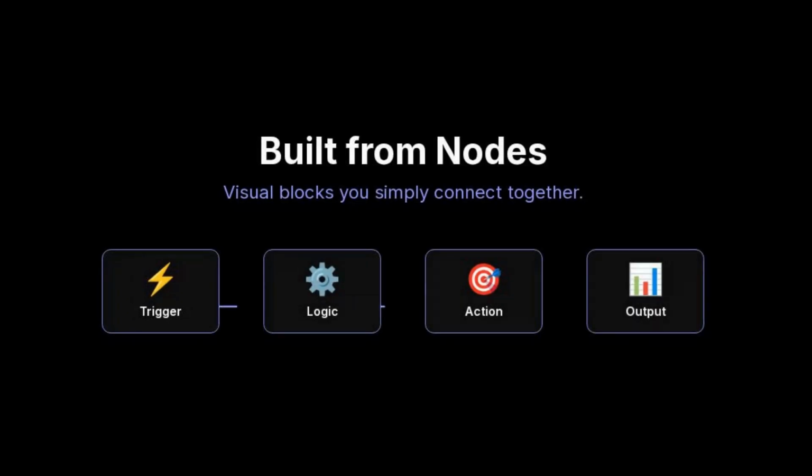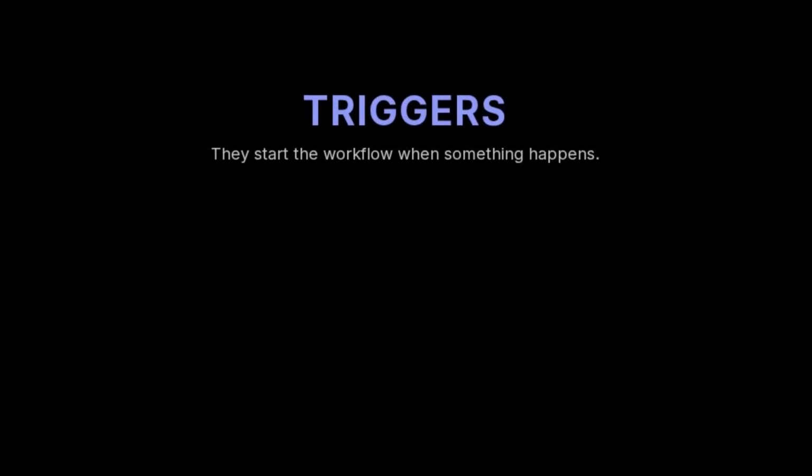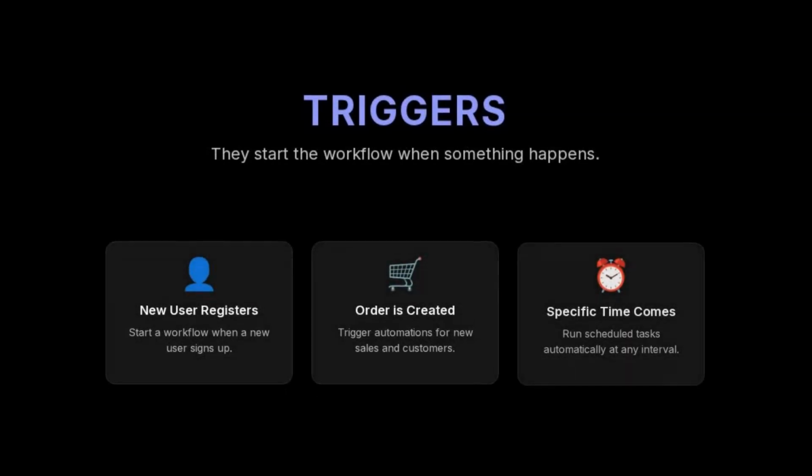Let's start with the basics. There are three main types of nodes. The first one is triggers. They start the workflow whenever something happens. For example, when a new user registers, an order is created, or a specific time comes. There's even a manual trigger if you want to test your workflow right away. And yes, you can have as many triggers as you want.